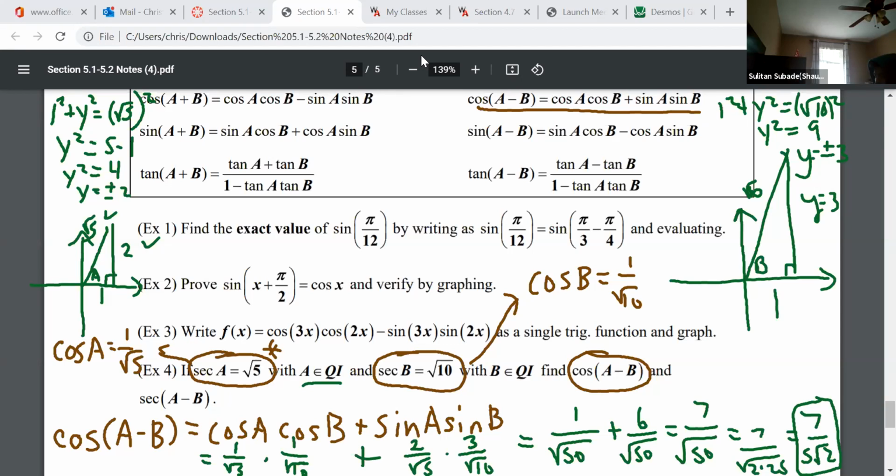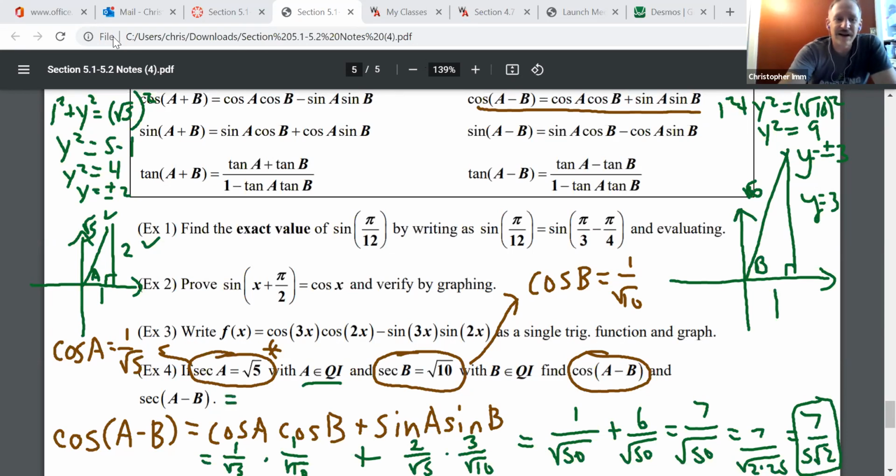Will it be just 5 square root of 2 over 7? Right on the nose. Great job. So of course, you're right. Secant is just going to be the reciprocal of that because secant is 1 over cosine. So this is just going to be 5 root 2 over 7. It's just going to be that reciprocal.